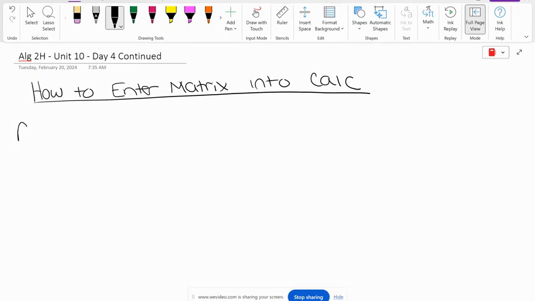Okay, let's say we have matrix A and I want to enter it into the calculator. The first row will be 1, -9. Second row will be 6, 0. And third row will be -10, 7.